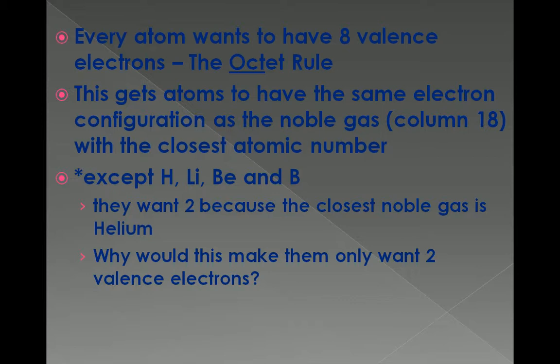Well, think about that. Why would this make them only want to have 2 valence electrons? Think about what the electron configuration is for helium. So see if you can do that right now. I would recommend you pause it, and then I'll be right back. So draw the electron configuration for helium.